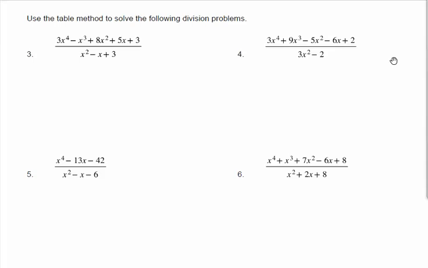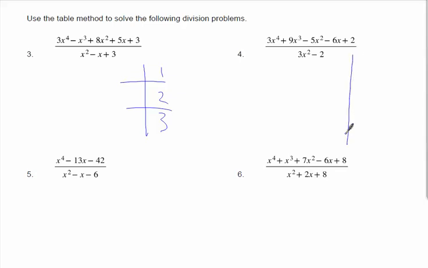But look at number 4. Do you see how my power disappears? In my table, I have to account for that. The bottom number will always tell you how many rows you have. So here I'm going to definitely have, no matter what, 3 rows: 1, 2, 3. Because I have to put in x squared minus x plus 3.